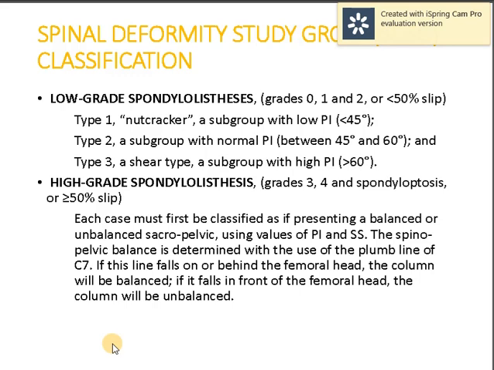Each case must first be classified as presenting a balanced or unbalanced sacropelvis using the values of PI and the SS. The spinopelvic balance is determined with the use of the plumb line of C7. If this line falls on or behind the femoral head, the column will be balanced. If it falls in front of the femoral head, the column will be unbalanced.